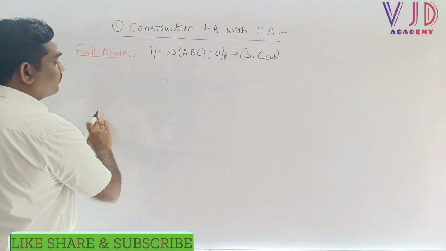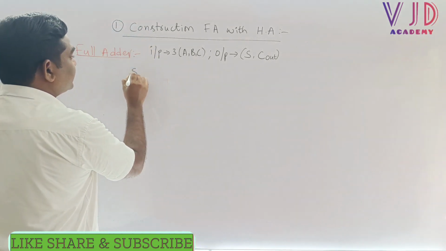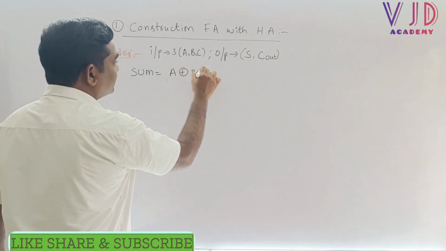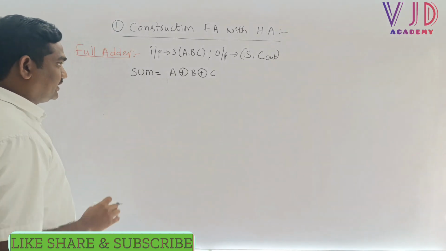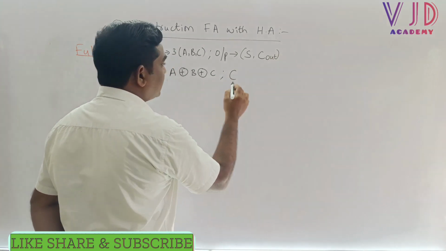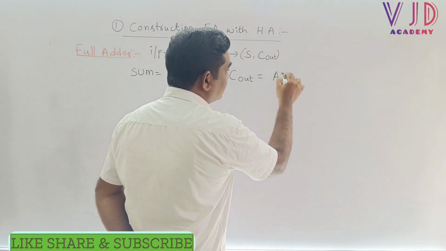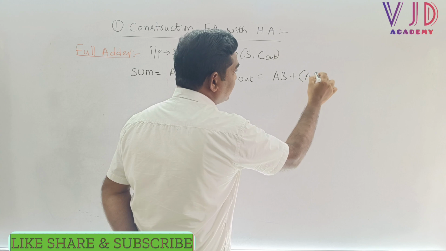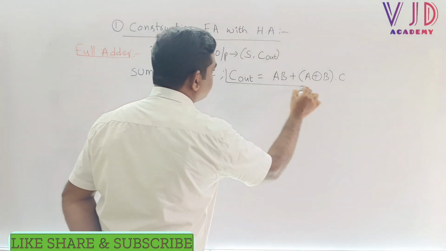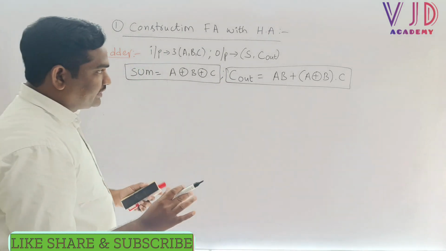Can you please tell me what is the output of sum? Here the output of sum equals A XOR B XOR C. We have seen that already. And then can anybody tell me what is the carry output of a full adder? C out equals, we have already seen in the previous lecture, AB plus (A XOR B) into C. This is the carry output and this is the sum output. Let us try to prove these two outputs.